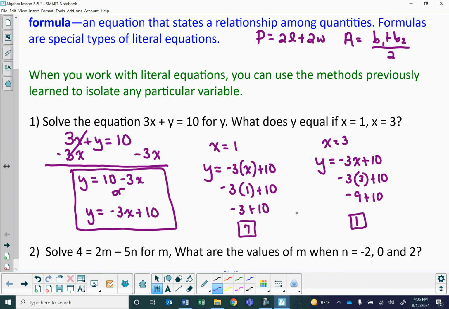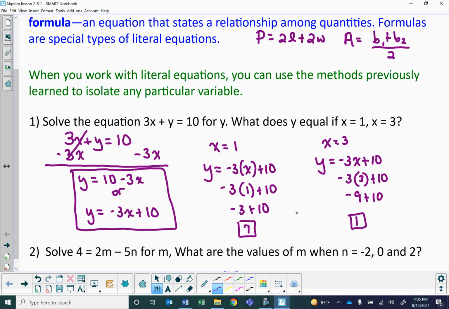So it's so much easier to plug in numbers, especially if they ask you to plug in more than one. If they would have asked you what does y equal if x is 1, 2, 3, 4, 5, 6, 7, it would be a whole lot easier to solve this equation when you already have it in y equals form, which is why we need to learn to solve a literal equation for whatever variable they specify.